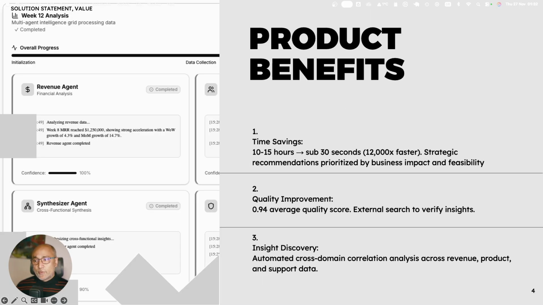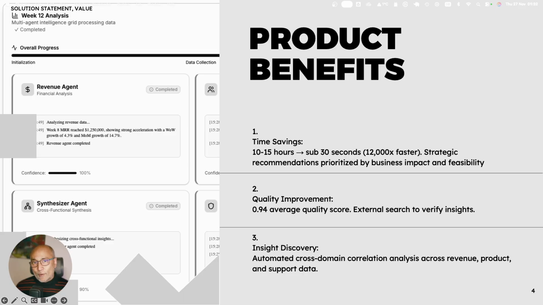Our solution delivers 3 core benefits. First, time savings. We compress 10 to 15 hours of manual work into sub 60 seconds. Second, quality. Our system achieves a 0.94 average quality score with external search validation to verify every insight. Third, discovery. Automated cross-domain correlation finds patterns that human analysts miss, like connecting support ticket spikes to feature adoption drops.